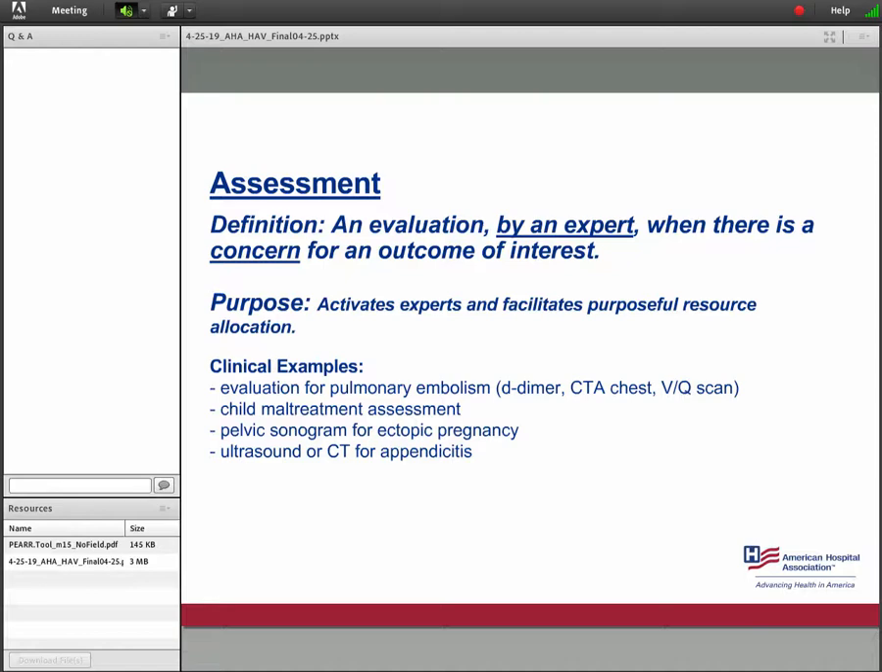Other clinical examples are a pelvic sonogram for an ectopic pregnancy or an ultrasound or a CAT scan for appendicitis. These tools cannot be used by just anyone. Only an expert technician and an expert radiologist can get the images that are needed and interpret those images so that we can decide whether or not someone needs to go for surgery, which is a pretty big deal. You can't just have the medical student come in and say, well, they have an abdomen, so I'm concerned that they have an ectopic pregnancy, so I think we should do this thing, and I'm going to read it and decide. It requires an expert to use.